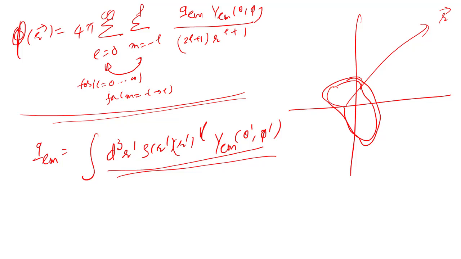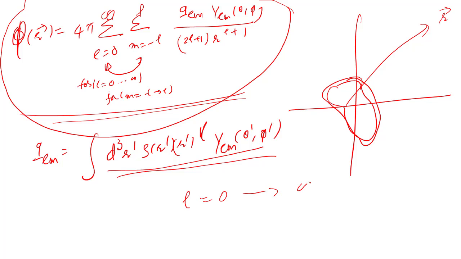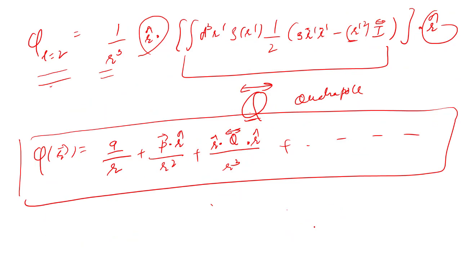In general, we can write any potential as a series of terms, with L going from 0 to infinity. When L is equal to 0, we get the monopole term. For L is equal to 1, we get the dipole term. For L is equal to 2, we get the quadrupole term. And one thing you may have seen here is that the monopole term goes as 1 over r, the dipole term goes as 1 over r squared, and the quadrupole goes as 1 over r cubed. Higher order terms would go as 1 over r to the power 4, r to the power 5, and so on.